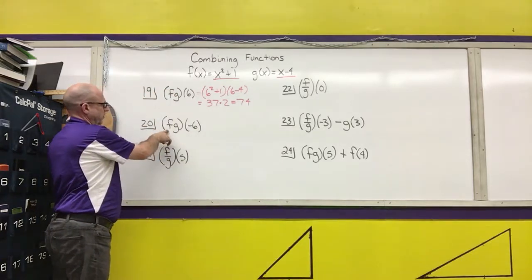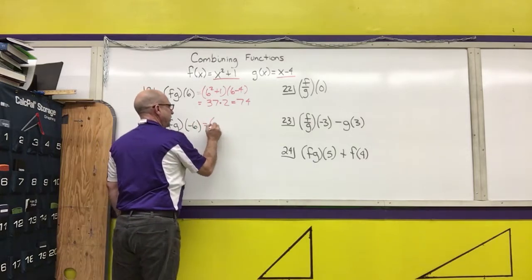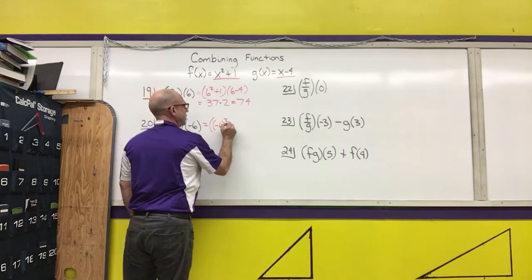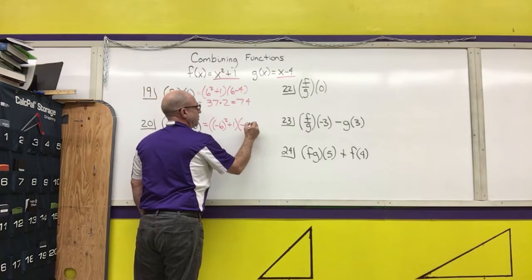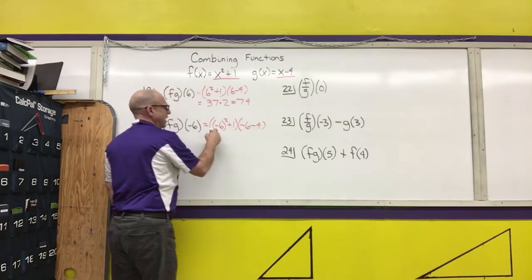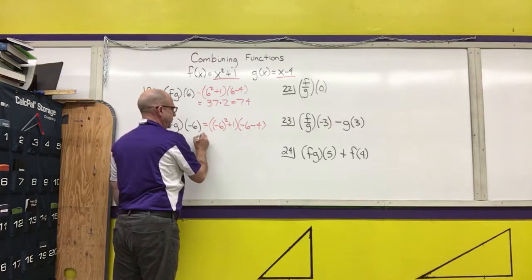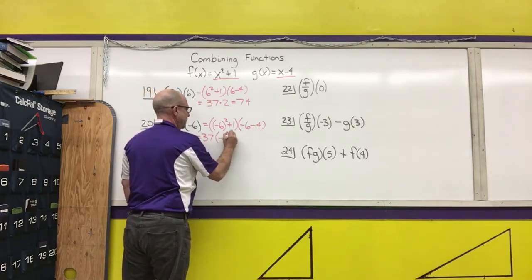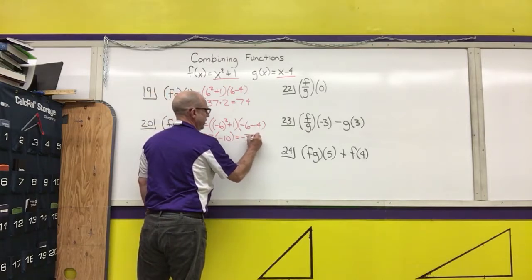Next one is f times g of negative 6. So I put a negative 6 in for x in the first function, negative 6 in for x in the second function. Negative 6 quantity squared is 36. 36 plus 1 is 37. Negative 6 minus 4 is negative 10. 37 times negative 10 is negative 370.